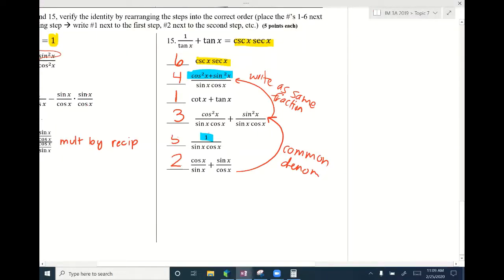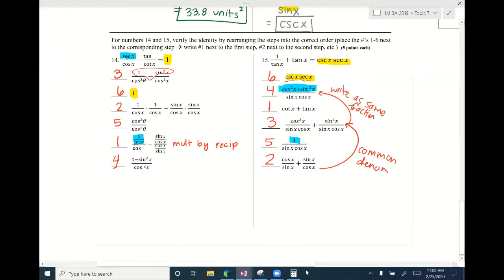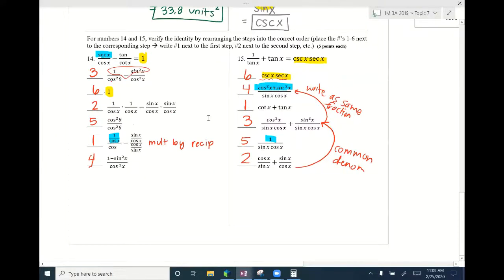And then again, we can think about 1 over sine is cosecant. 1 over cosine is secant. And so that's why that's that 6th step. Okay, so that is how everything will look on your test. Make sure that you know how to do each problem individually. And redo them as many times as you can to make sure that you've got the concepts going.